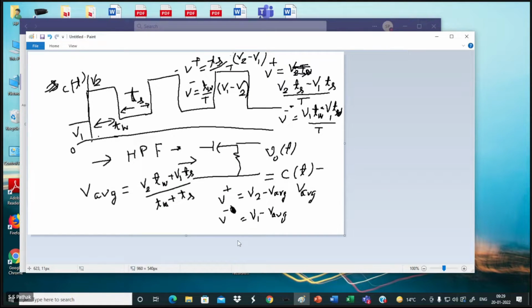So the signal was having plus V2 to some value, plus or minus whatever magnitude is there for this V1. It is going like this, and because of this coupling capacitor, you are making it like this.